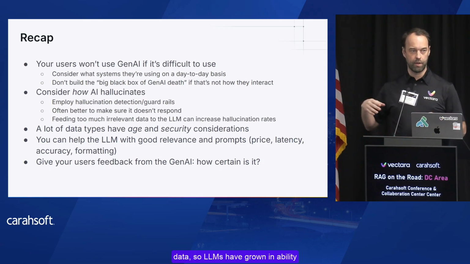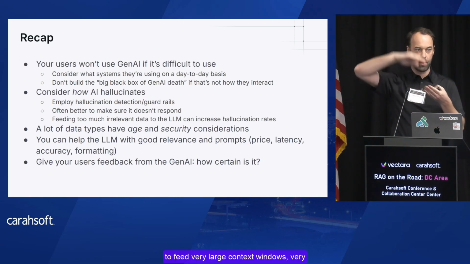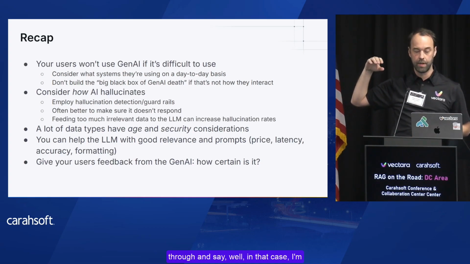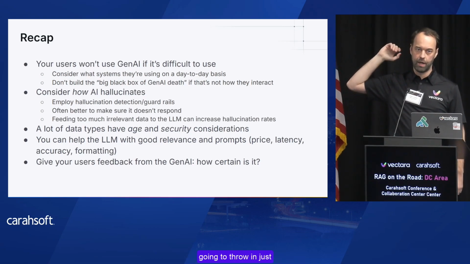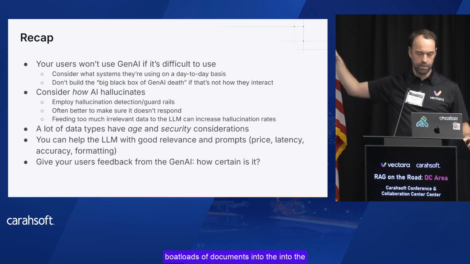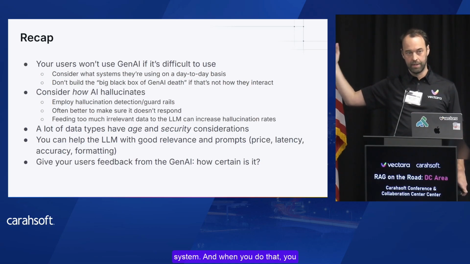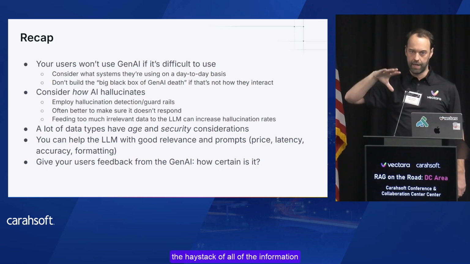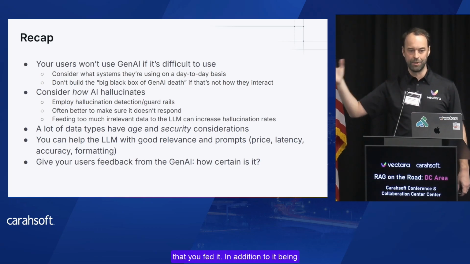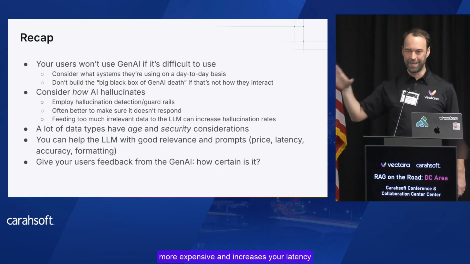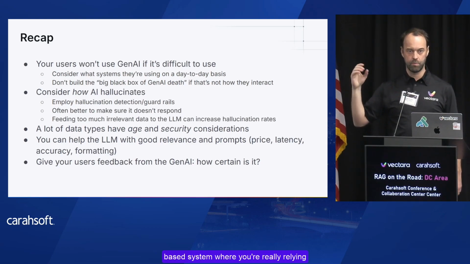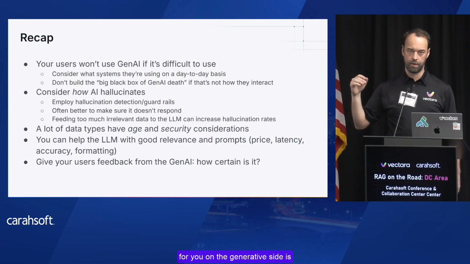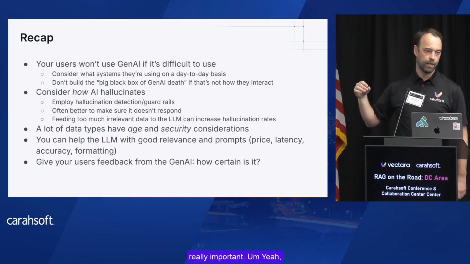Feeding too much data. LLMs have grown in their ability to take very large context windows, very large amounts of data. Sometimes we see companies say, well, in that case, I'm going to throw boatloads of documents into the system. When you do that, you actually encourage the system to hallucinate more in many cases, because it has a harder time finding the needle in the haystack of all the information you fed it, in addition to it being more expensive and increasing your latency. So using a RAG-based system, where you're relying on the query side to do the heavy lifting for the generative side, is really important.